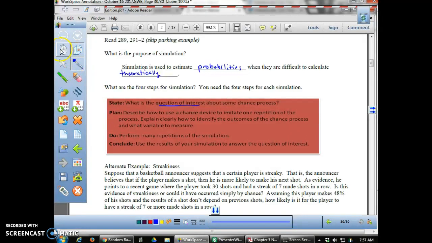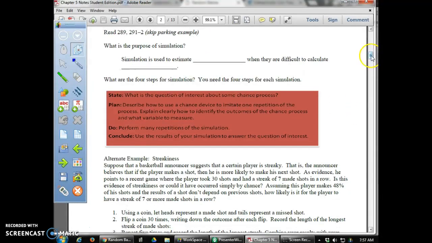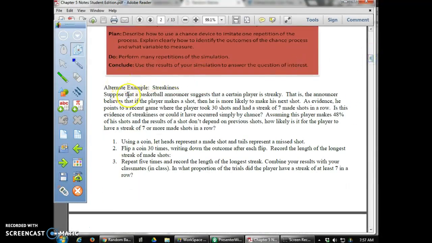So we're going to do a little simulation on streakiness. Let's read about that. Suppose that a basketball player or a basketball announcer suggests that a certain player is streaky. That is, the announcer believes that if the player makes a shot, then he is more likely to make his next shot. As evidence, he points to a recent game where the player took 30 shots and had a streak of 7 made shots in a row. Is this evidence of streakiness, or could it have occurred simply by chance?